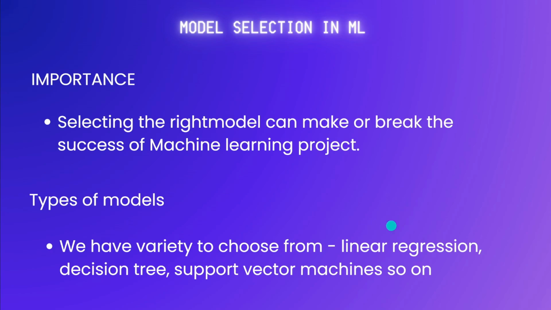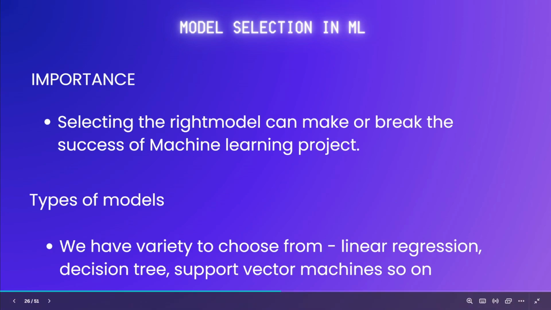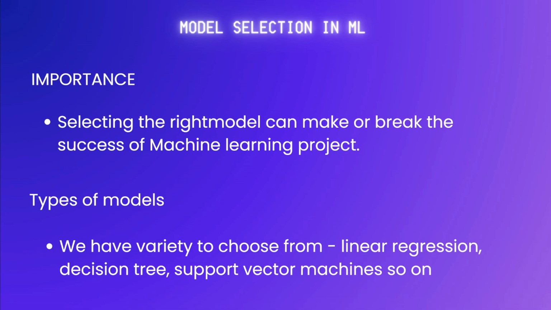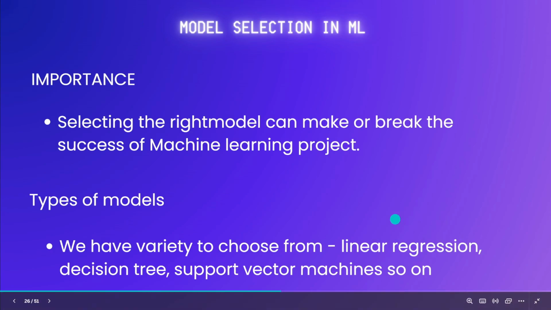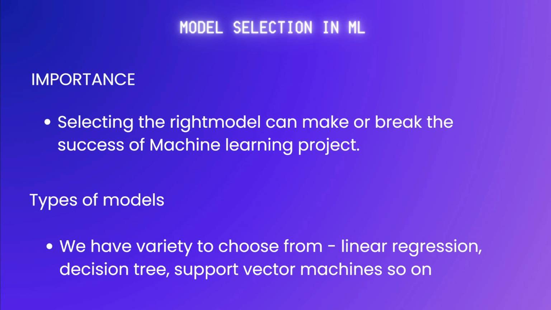Now, what are the different types of models? First, let's explore the different types of models. We have a variety to choose from, that is linear regression, decision tree, support vector machines, and so on. Each model has its own set of assumptions and is suitable for specific types of tasks.